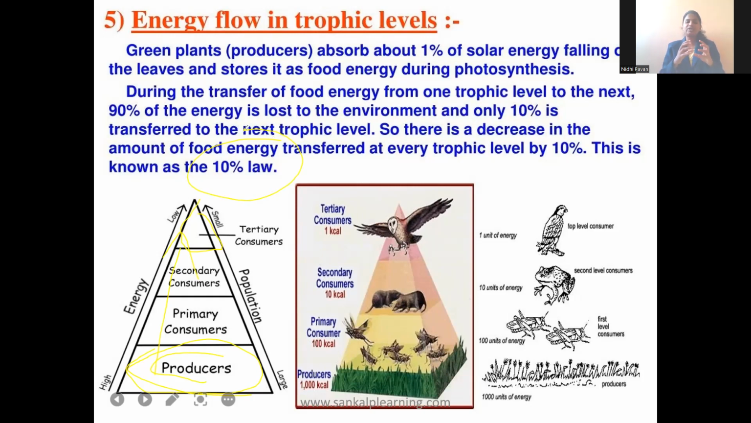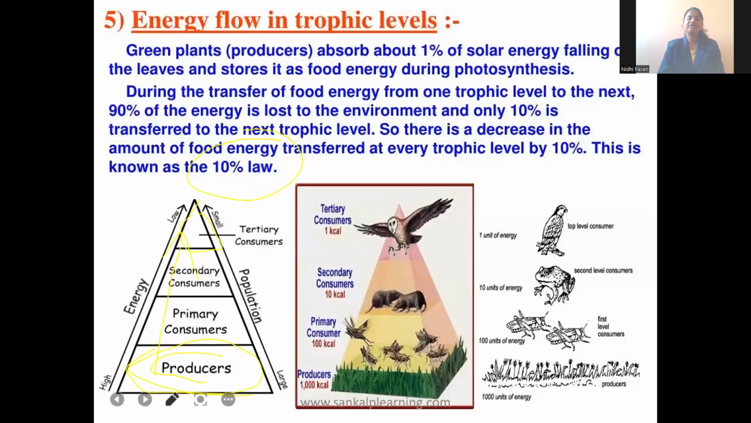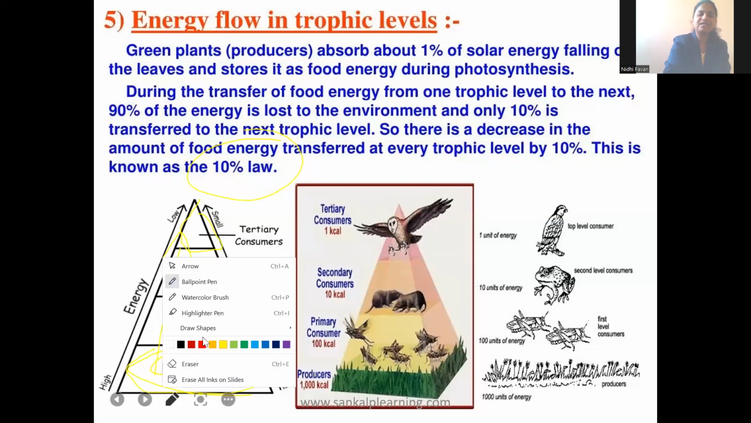So this energy flow in the trophic levels will be represented in the form of a pyramid, which is called an ecological pyramid. In the ecological pyramid, we can see the transfer of energy from one trophic level to another trophic level. So here, as you can see in the second image, what happens?